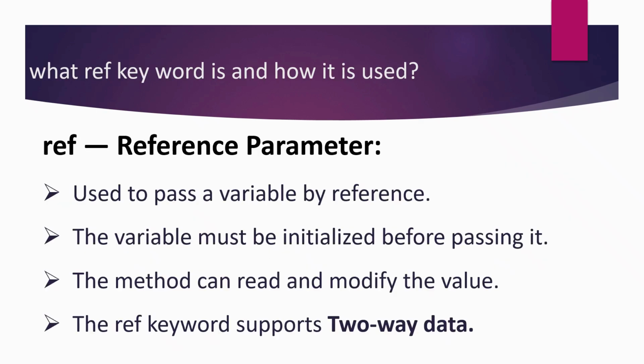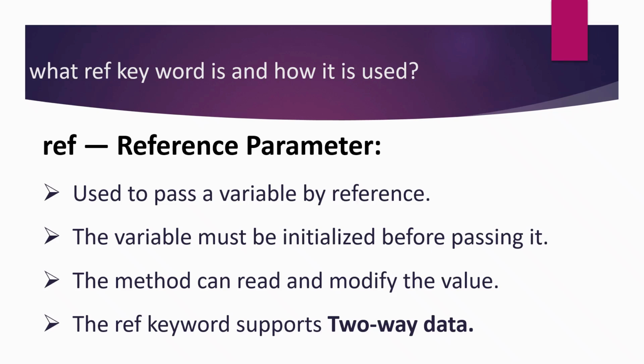Let's see what the ref keyword is and how it is used. The ref keyword is used to pass a variable by reference. The variable must be initialized before passing it. If you forget to initialize a ref variable, the compiler will generate a compile time error. The method can read and modify the value. It supports two-way data flow. The method receives the original value, can change it, and the updated value is reflected outside the method.